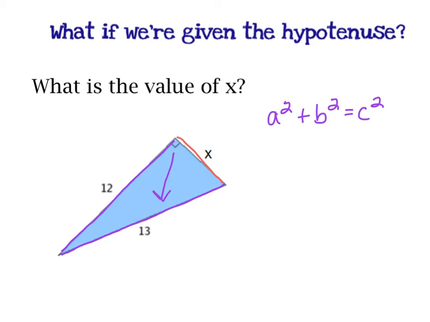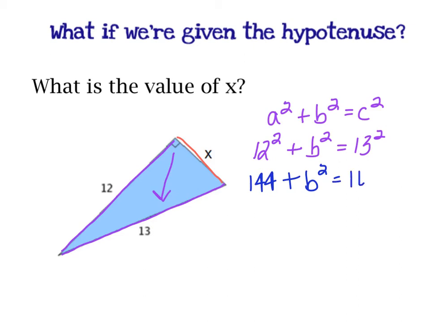So I'm going to plug in 12 for a because that's a leg, 12 squared. I don't know my other leg, so I need to leave this as b squared. I'm given my hypotenuse, I'm given my c, so the 13 goes on the other side of my equal sign. Still an equation, now I'm just solving for b on the left side. So 12 squared is 144 plus, bring down my b squared, I don't know it, 13 squared is 169. Now, this is an equation.